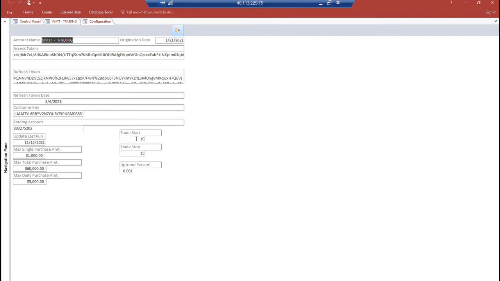And I have trade start. I don't like trading when the market first opens, so I set this at 10 o'clock, and I stop trading a little bit before the market closes at 1500 hours. And this uptrend percent, I basically want to filter all of my stocks that have an uptrend of at least this amount. I don't want any stocks that are barely making uptrends. I've been using this particular bot for about a year and a half, and so I've just sort of refined the parameters for this particular Keltner model that I'm using.